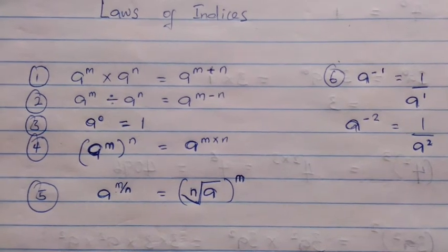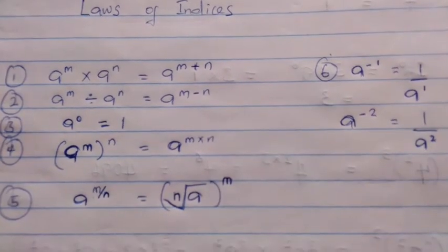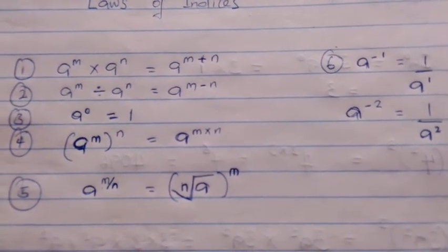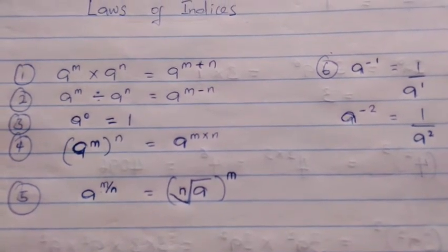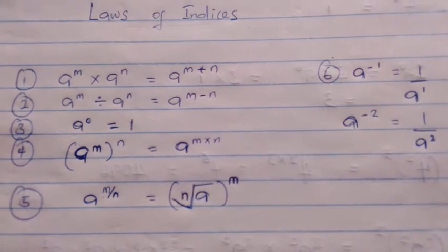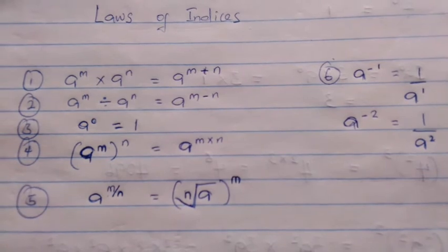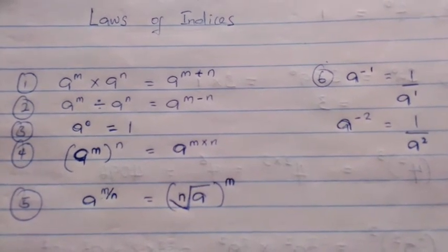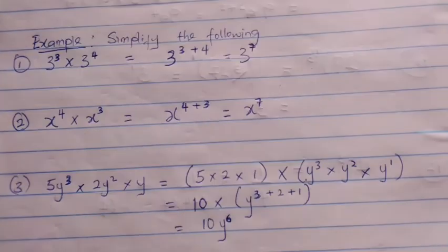For the second one, the same base, different powers, so subtract the powers. For number 3, whenever you have any constant raised to power 0 or any value raised to power 0, it always gives us 1. For number 4, when we have an expression like a raised to power m all raised to power n, it is the same thing as a raised to power m times n. You just multiply the powers, and so on.